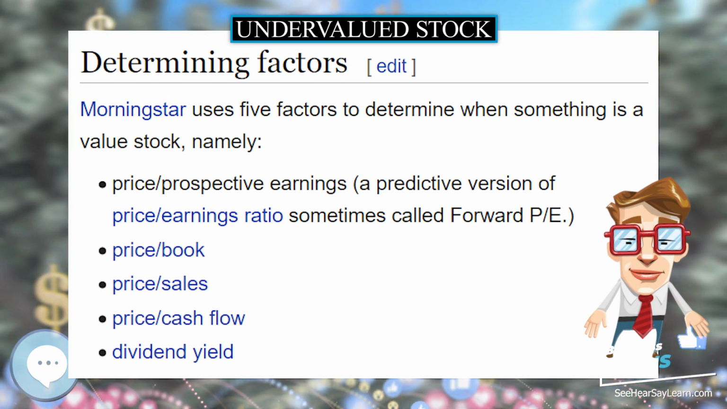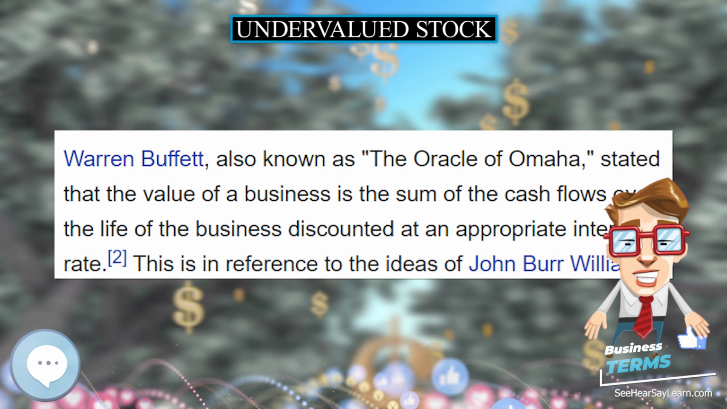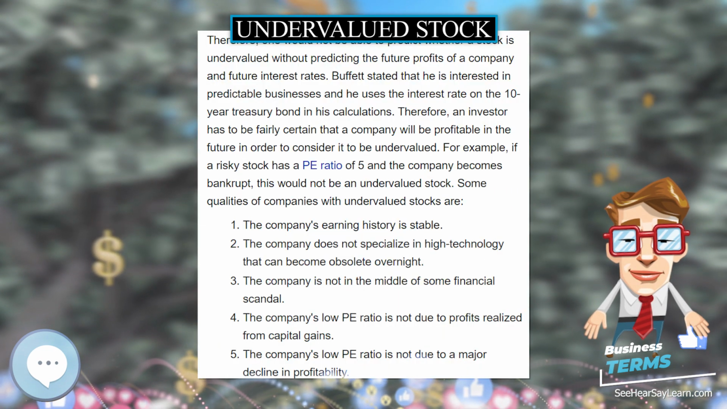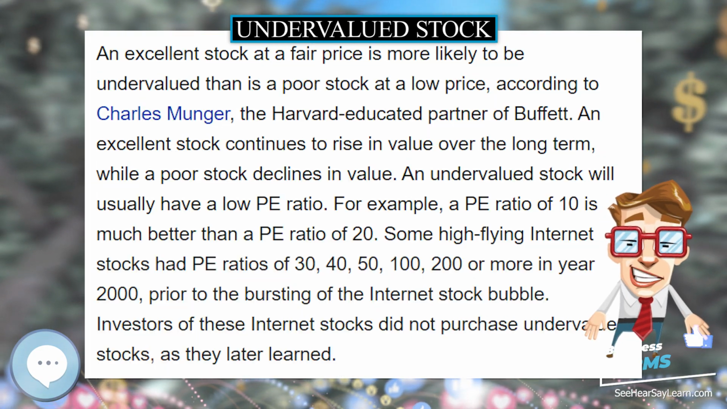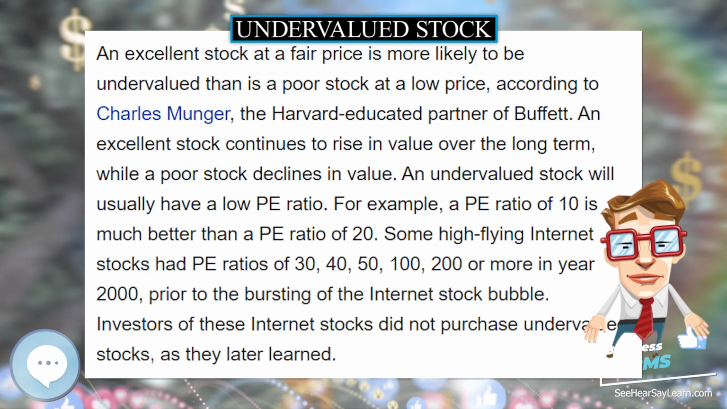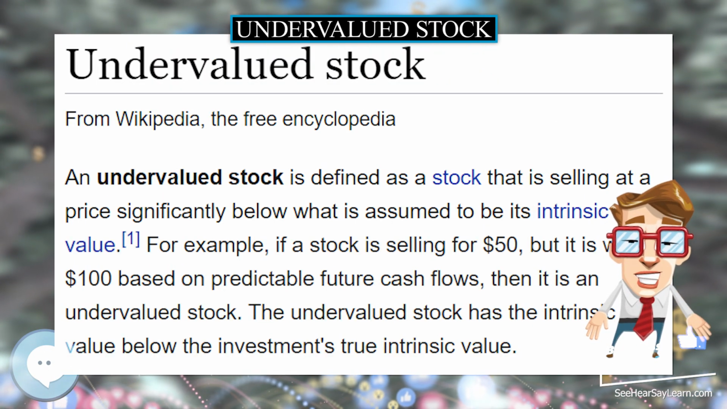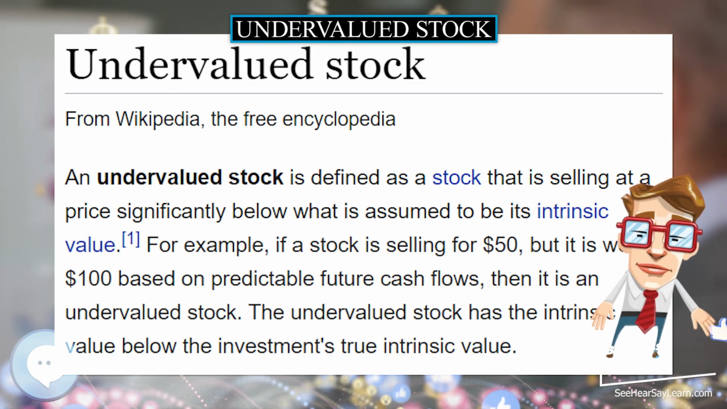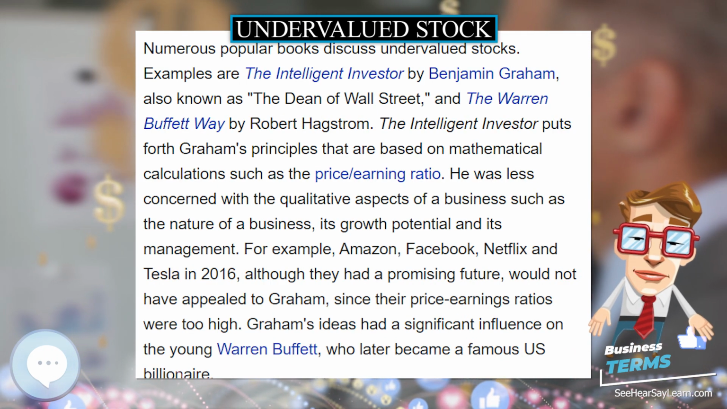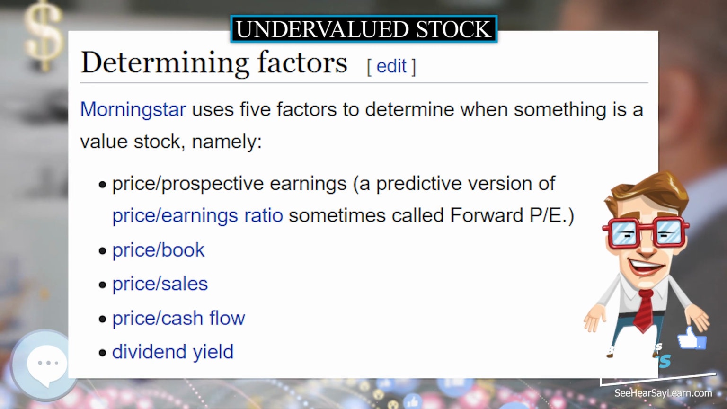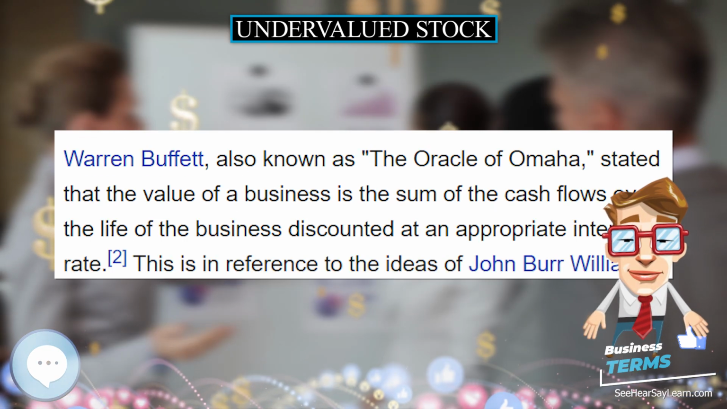Determining factors. Warren Buffett, also known as the Oracle of Omaha, stated that the value of a business is the sum of the cash flows over the life of the business discounted at an appropriate interest rate. This is in reference to the ideas of John Burr Williams. Therefore, one would not be able to predict whether a stock is undervalued without predicting the future profits of a company and future interest rates.